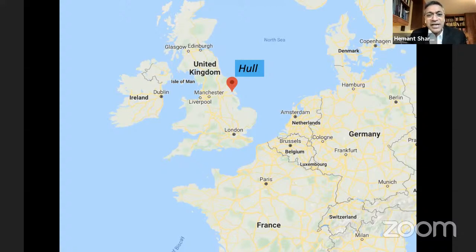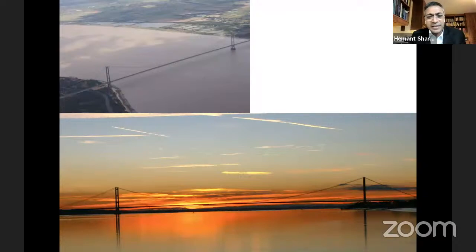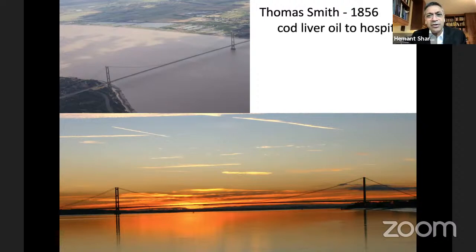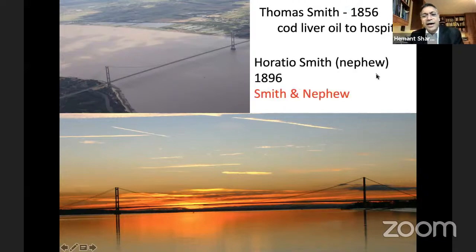So if you see, Hull is somewhere in the north of England. If you take Leeds, Liverpool, Manchester, Hull, they are at the same level. We are on the east coast. We are known for a number of things. We had the longest single span bridge in the world. Now it's the third longest. And there was a chap a long while ago in Hull called Thomas Smith. He started selling cod liver oil to hospitals. And then when his business grew quite a lot, about 50 years later, he asked his nephew to join him. And that's how the Smith Nephew company came about. So Smith Nephew was started from Hull.